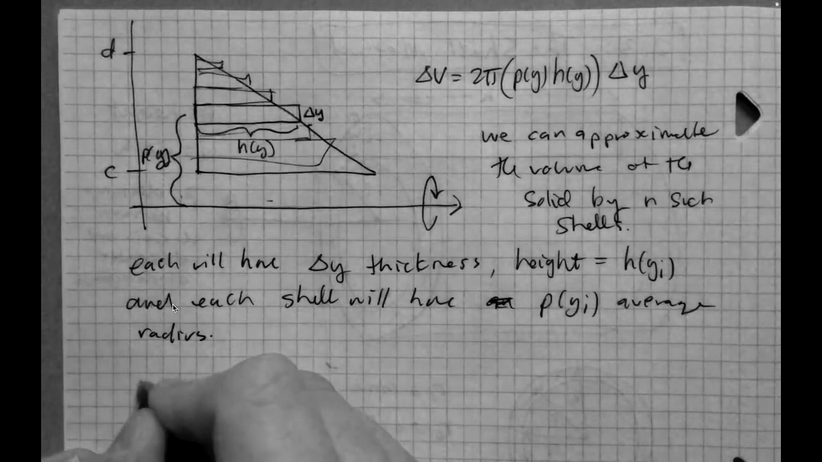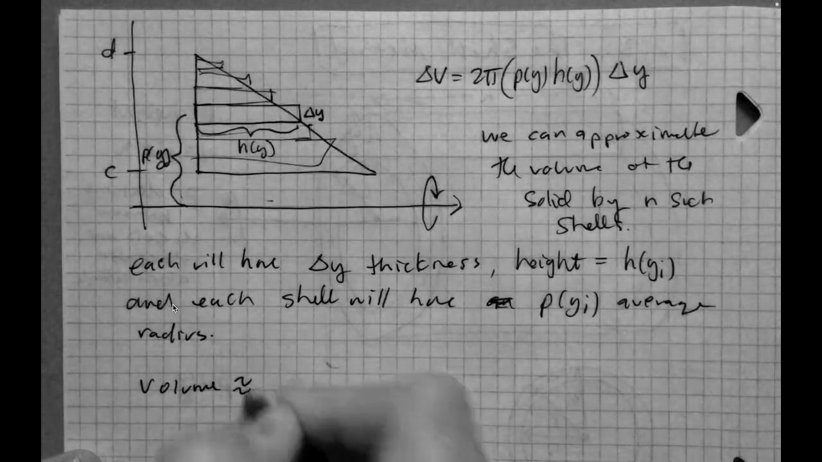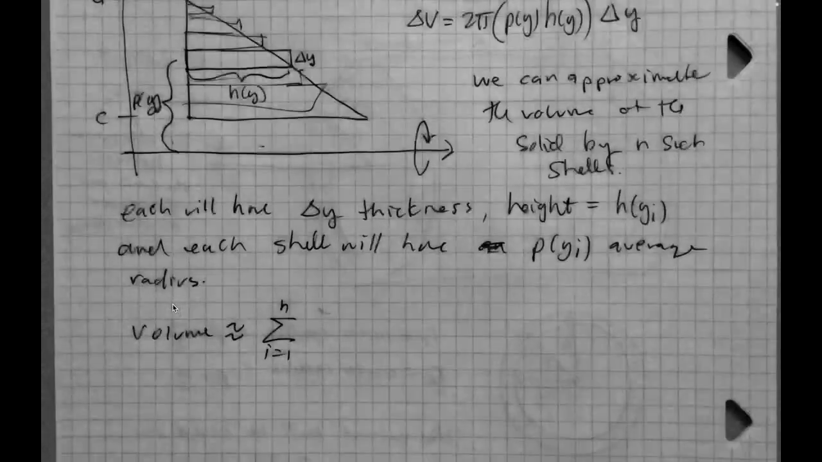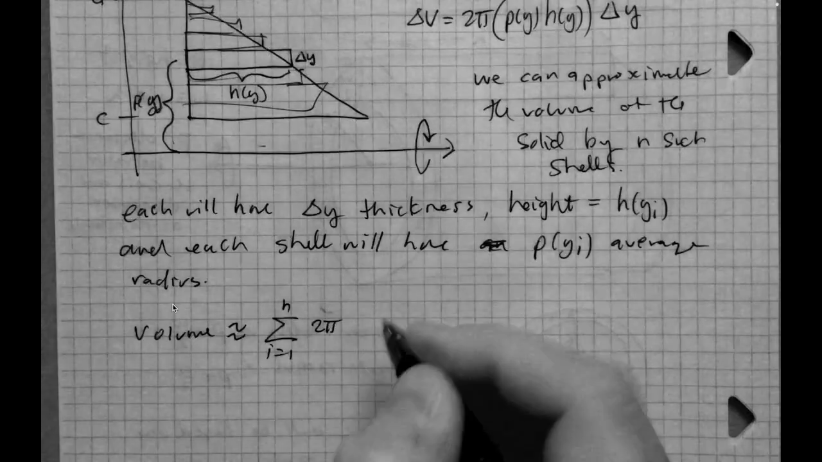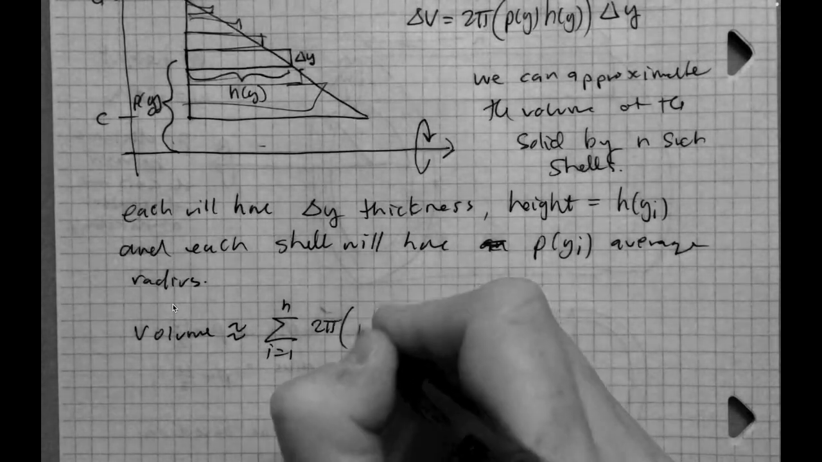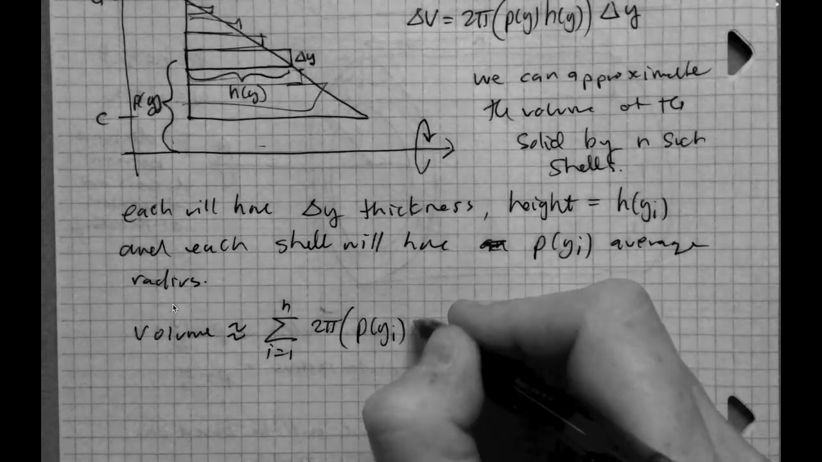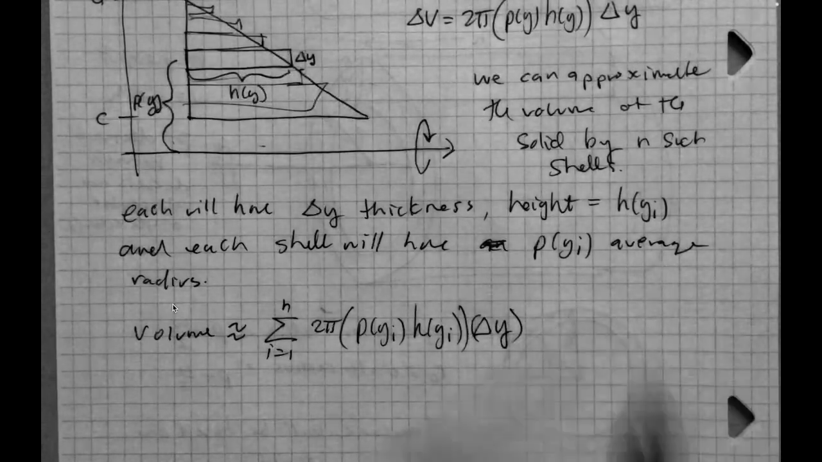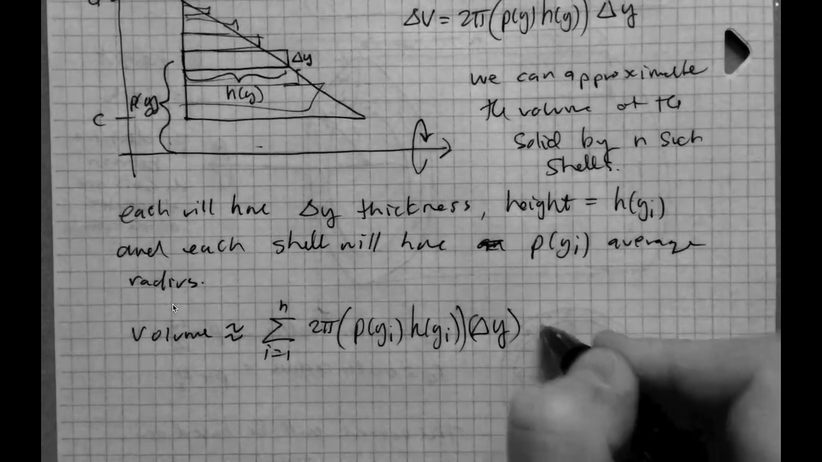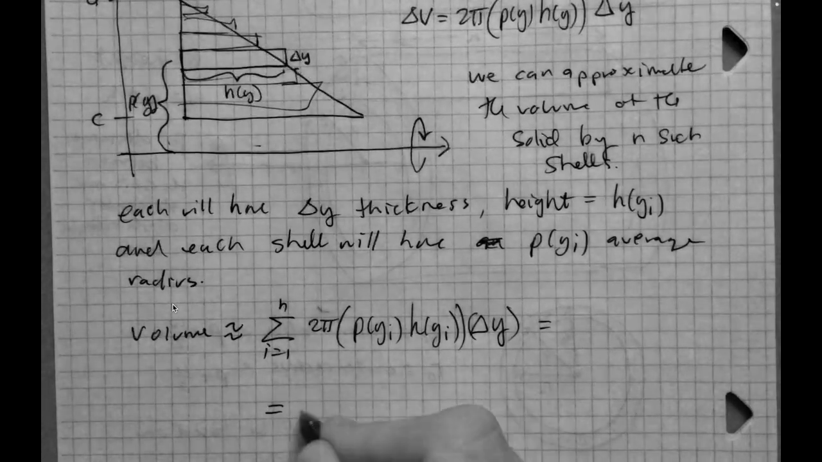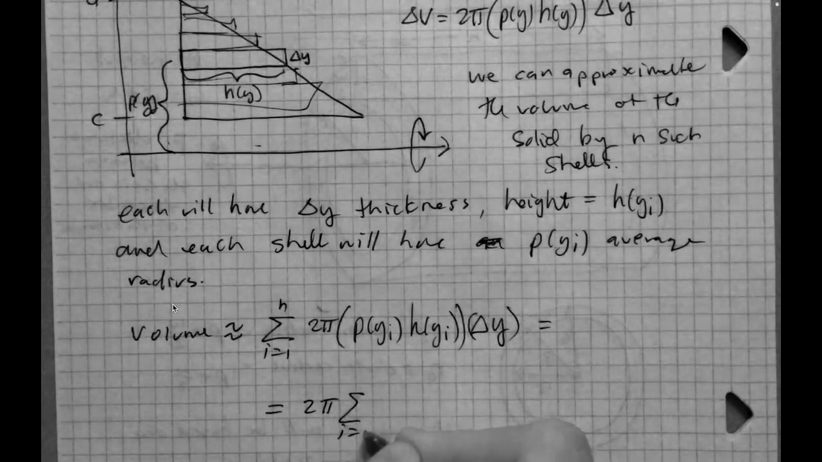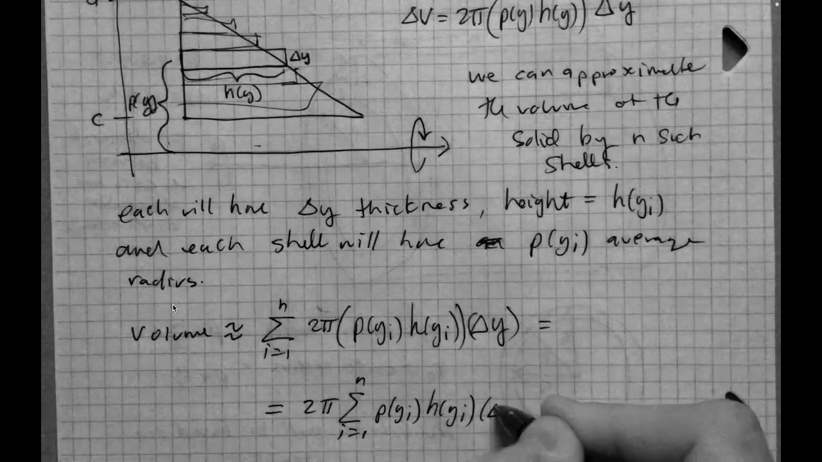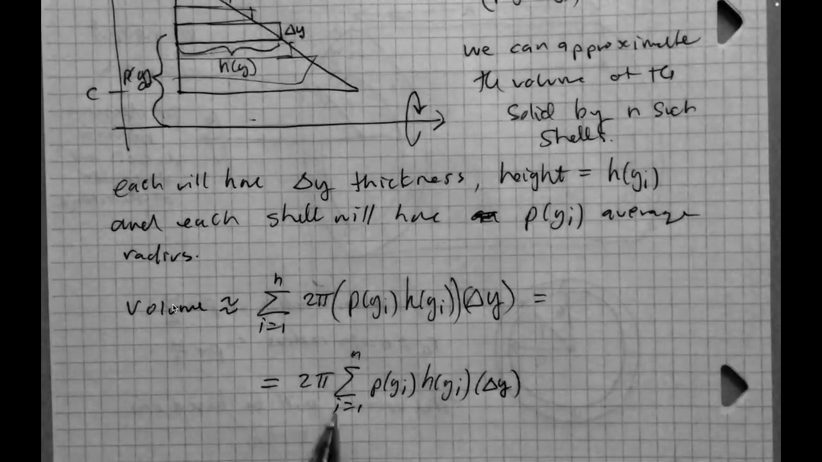How could we write this? The volume is approximately equal to the sum, i equals 1 to n, so n different shells. And then we're going to have that 2 pi in there, and then a p of yi times an h of yi times a delta y. To write that slightly differently, it'd be 2 pi times the sum, i equals 1 to n, p of yi, h of yi, delta y. So this is going to approximate the volume.